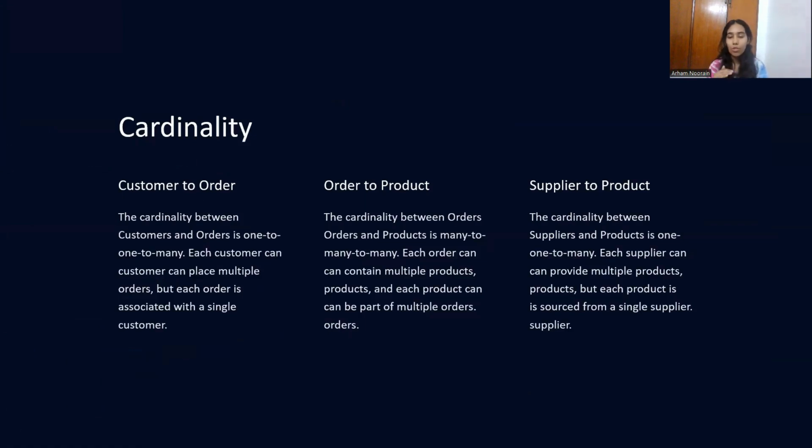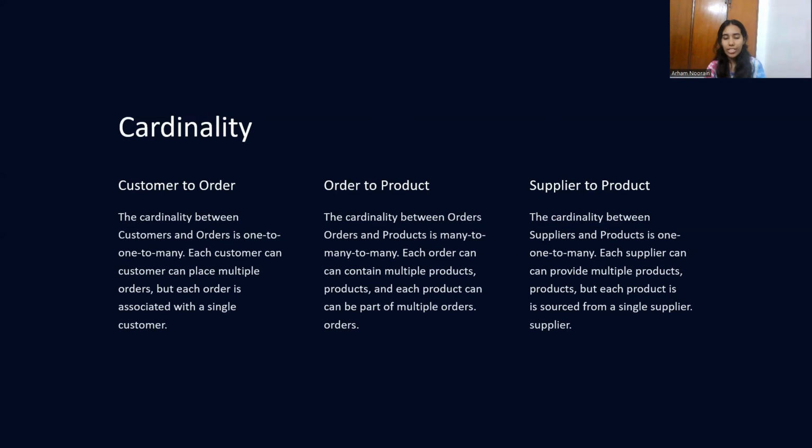Cardinality: customer to order, order to product, and supplier to product. First, customer to order. The cardinality between these is one to many. Each customer can place multiple orders, but each order is associated with a single customer. Order to product is many to many.